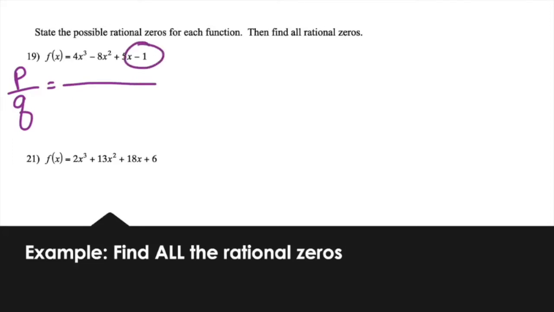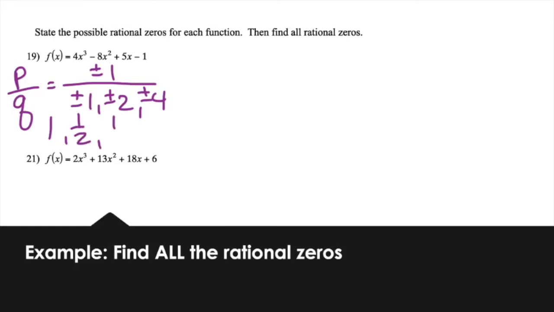And P, if you remember, was this one here. And 1 just has plus or minus 1. And 4 has plus or minus 1 and 4. But 2 and 2 is in there also. So 1, 2, and 4 are the factors of 4. And our possible roots are 1 over 1, 1 over 2, and 1 over 4. I'll write the plus and minuses in a moment. And that's all. I'm going to actually simplify this and put just 1 plus or minus in the front right there.